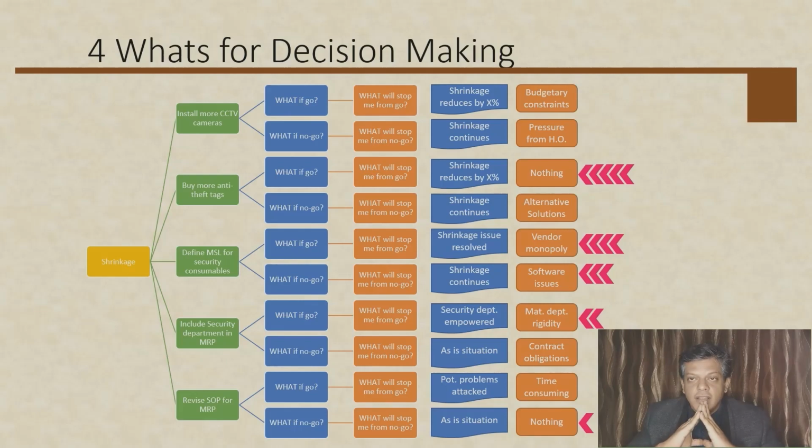Once you have done that with each of the available options, then in this case, for example, we have buy more anti-theft tags as the next option, which if you go ahead with, can also reduce shrinkage by X percentage. And there is nothing that's probably going to stop you from buying more anti-theft tags, because it's a security consumable, it doesn't have any budgetary constraints, and probably nobody would object to it. And if you don't go ahead with this option, the shrinkage will continue as it is.